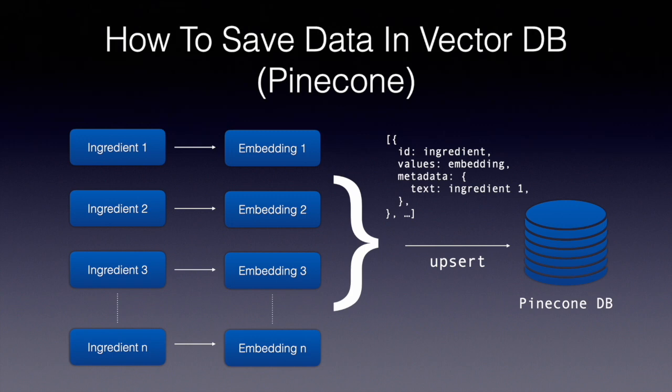So we upsert, as we call it, into the Pinecone database. This is a pre-processing step. Before we can implement search, we have to pre-process all our ingredients and save all the embeddings in the Pinecone database, or any other vector database you have. We'll save the text as metadata.